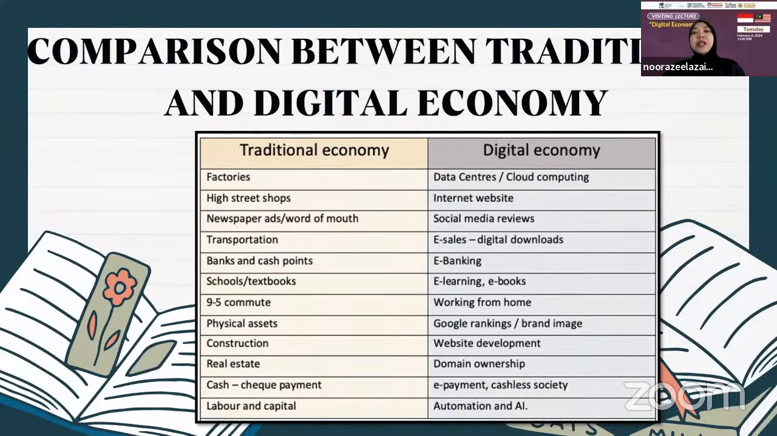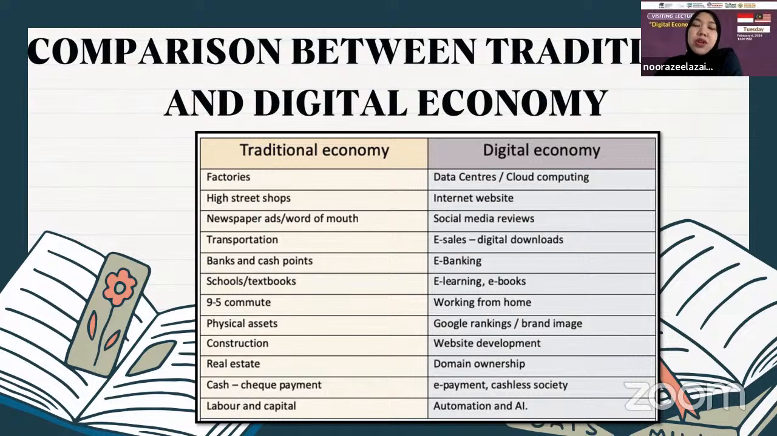This is the comparison between the traditional and the digital economy. So you can see the traditional economy is the factory, but now when we have the digital economy, it's more to the data center, or we use cloud computing. And then in the traditional economy, we have the high street shop, but the digital economy is more to internet websites. Anything we can do or serve on the website.